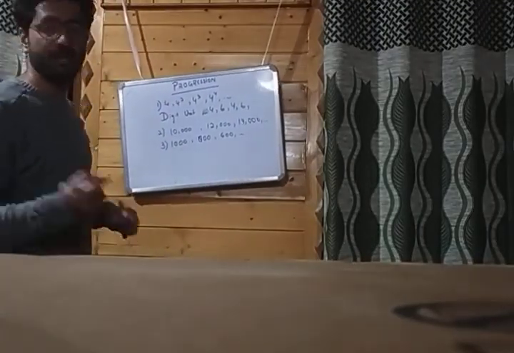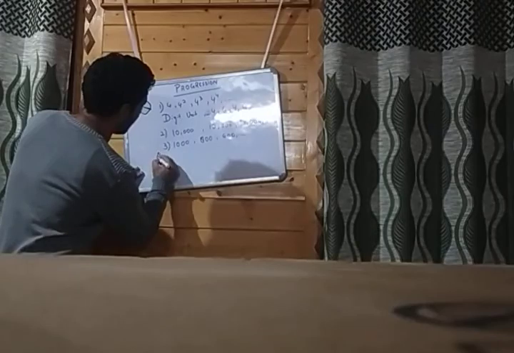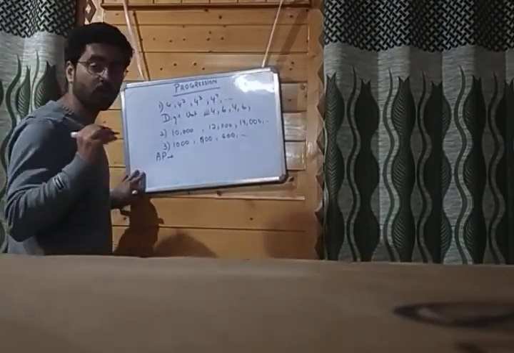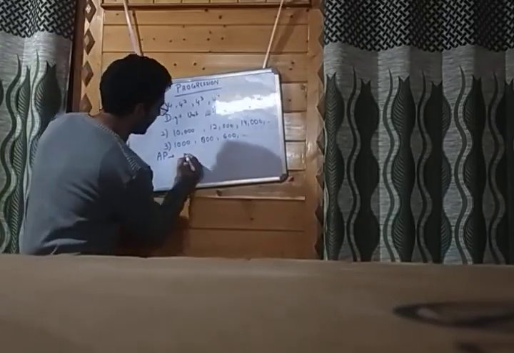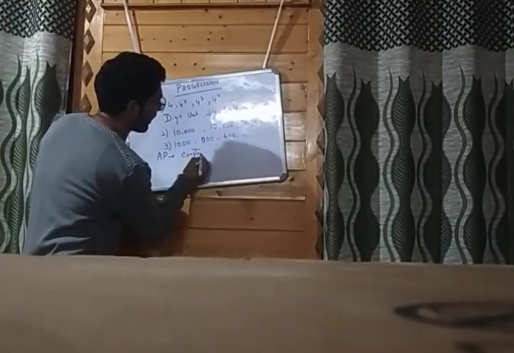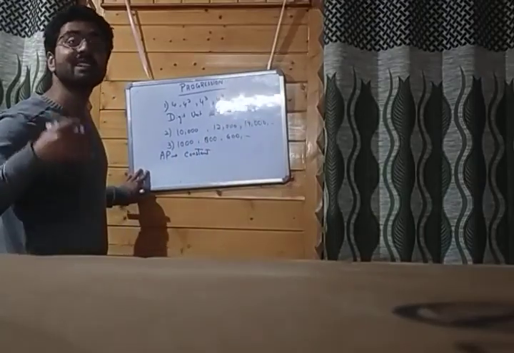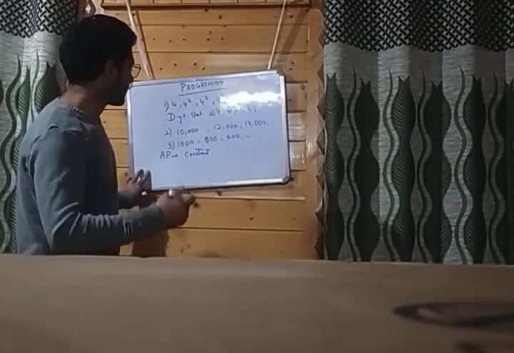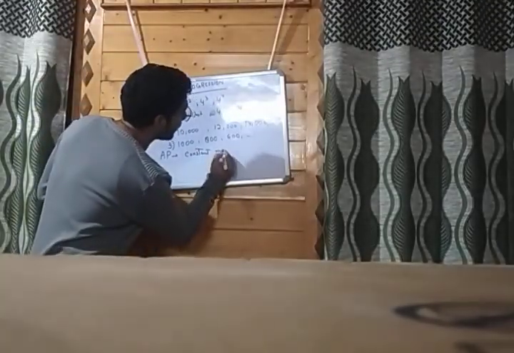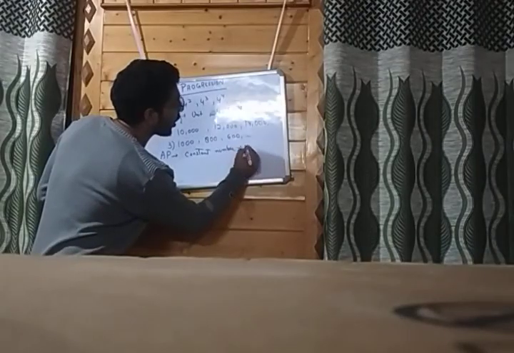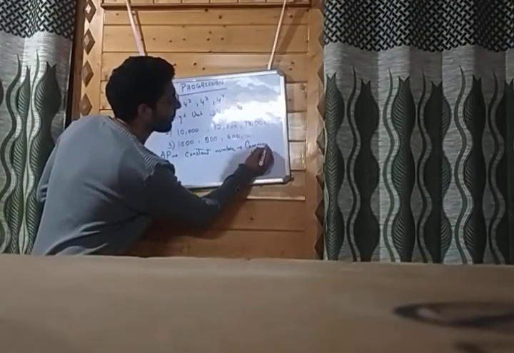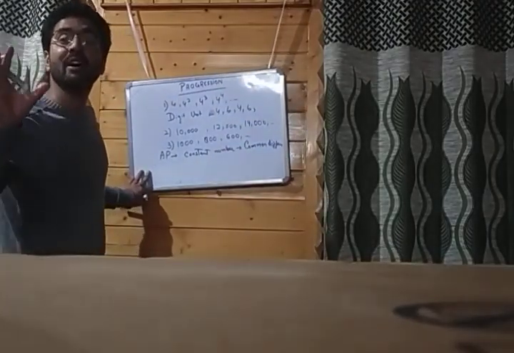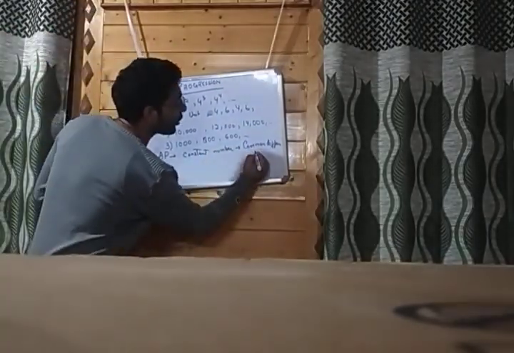We call it AP, or arithmetic progression. And in this AP, what is the main thing we have? We have a constant number, and this constant number is added or subtracted, and this makes a progression. This constant number is called the common difference, and it's denoted by d.